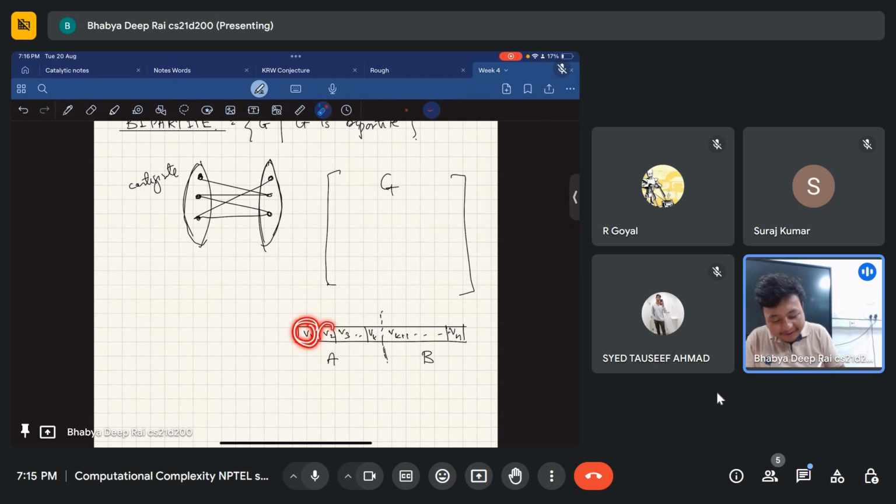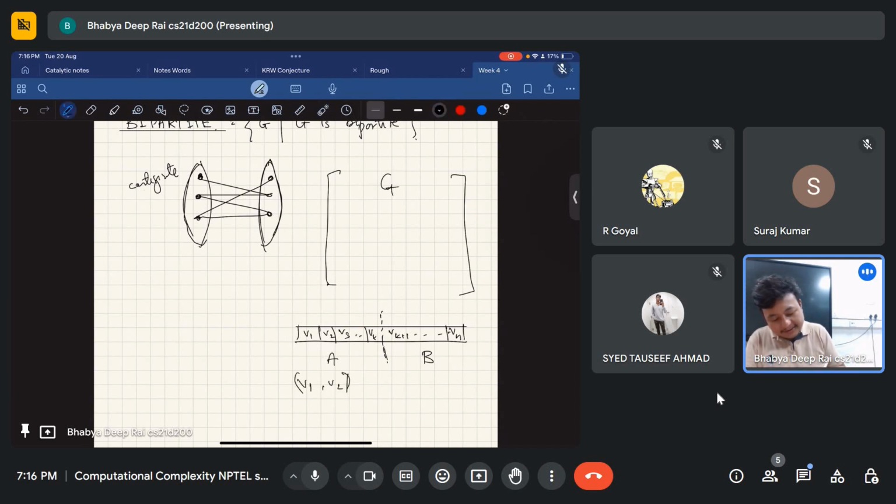So I'll check between v1 and v2 whether there is an edge or not, v1 and v3 whether there is an edge or not, and till v1 and vk. Now I need to check whether there is an edge from v2 to v3, v2 to v4, and so on. Across all pairs, I need to check here. Here there are multiple reads happening. The first time I compare between v1 and v2. Next time, v1 and v3, and so on and so forth.